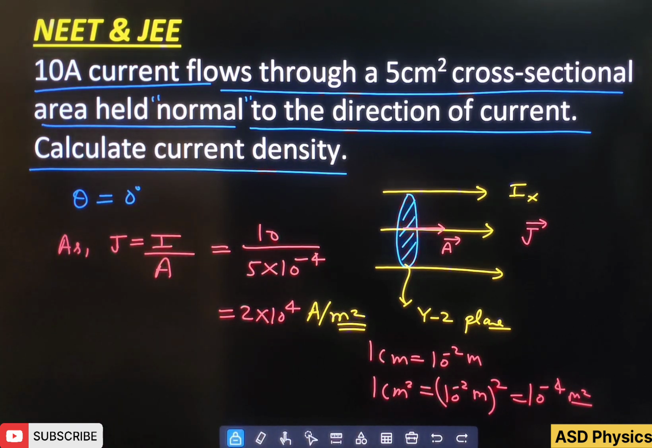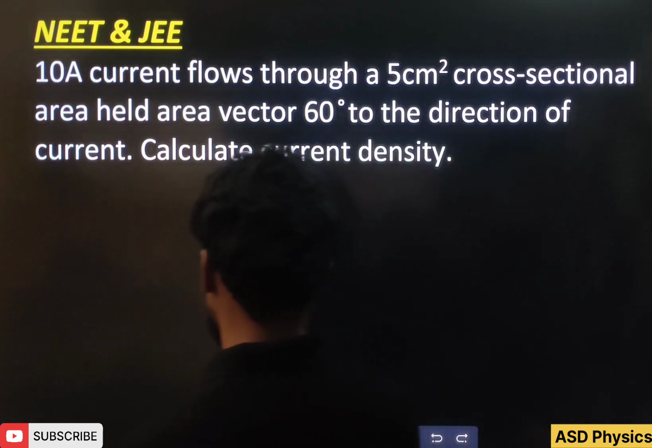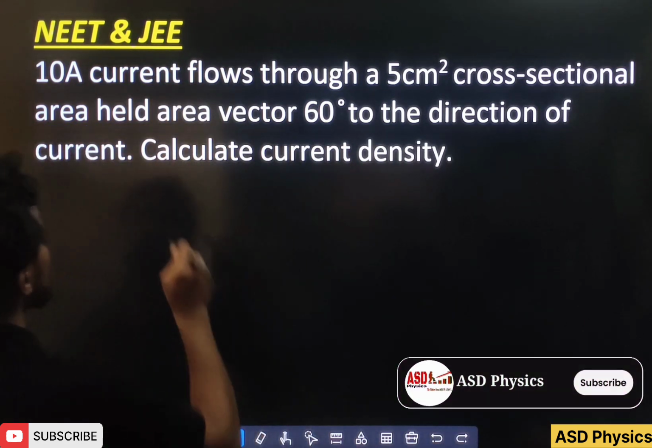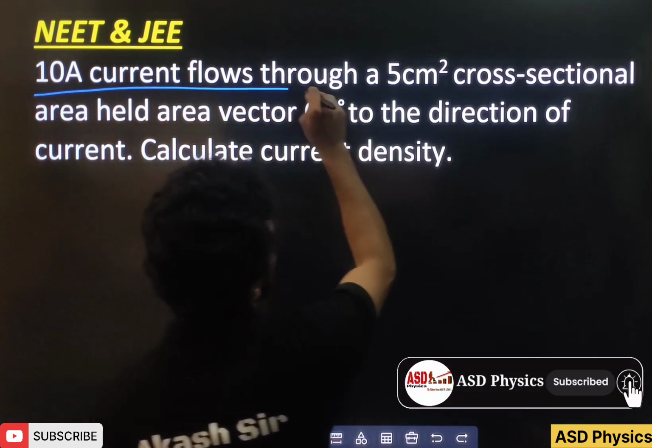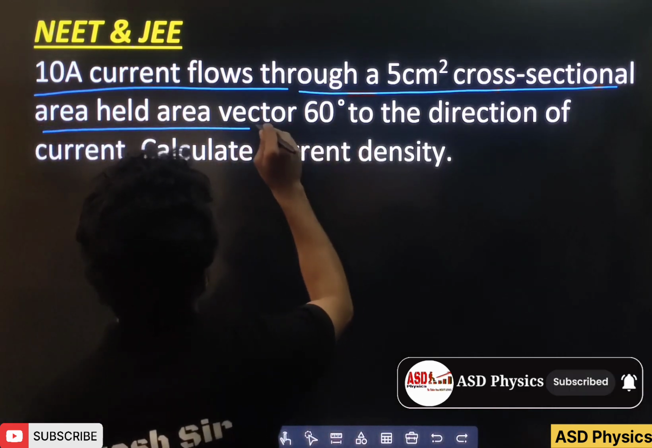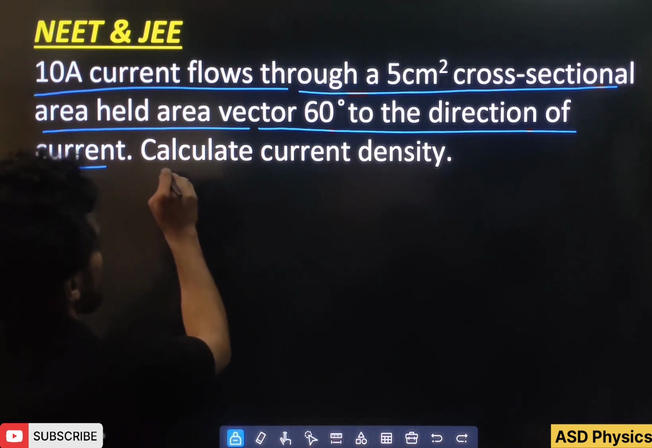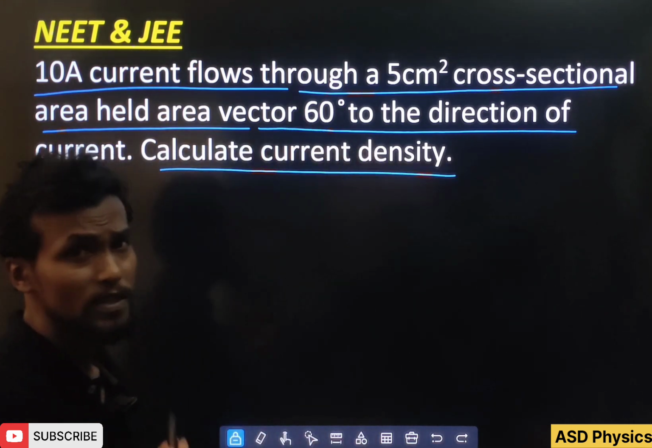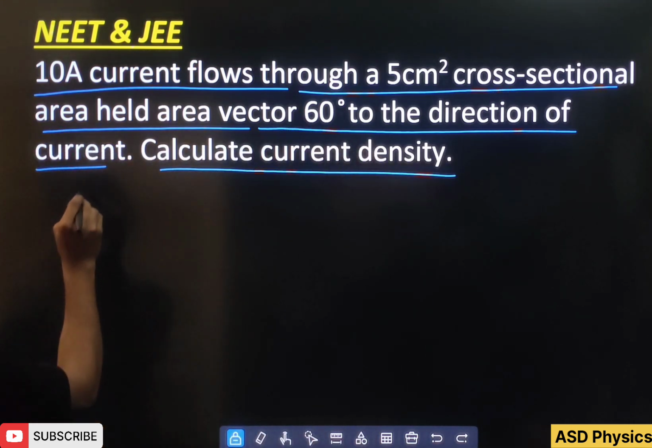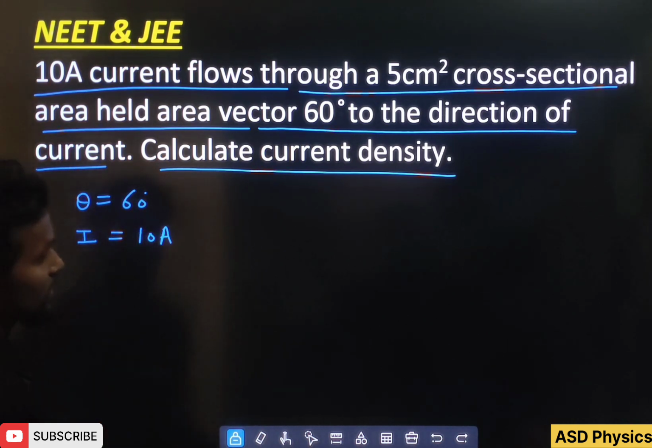So whenever in the question they say the area is held normal, that means theta is always 0 degree. Okay, now see the next one. 10 ampere current flows through a 5 centimeter square cross sectional area held with area vector at 60 degree to the direction of the current. Calculate current density. The area vector is making 60 degree, so theta is given here as 60 degree. Current is 10 ampere.